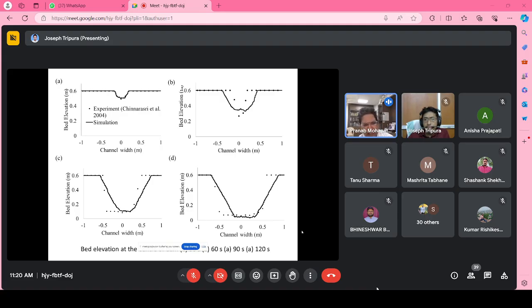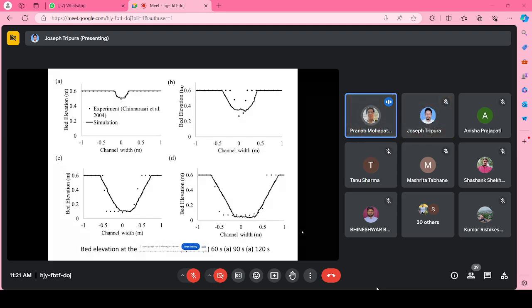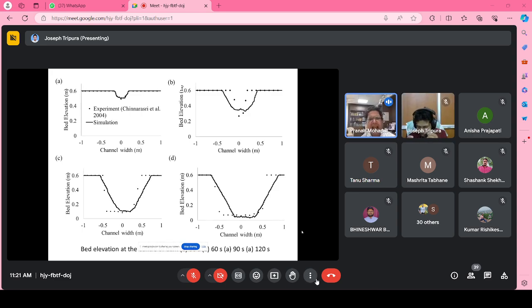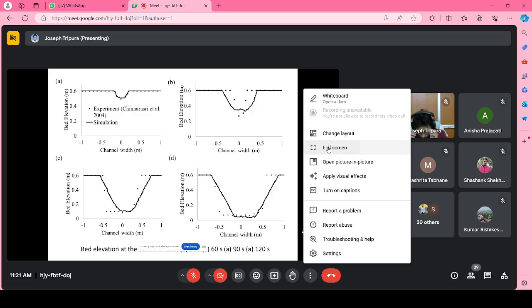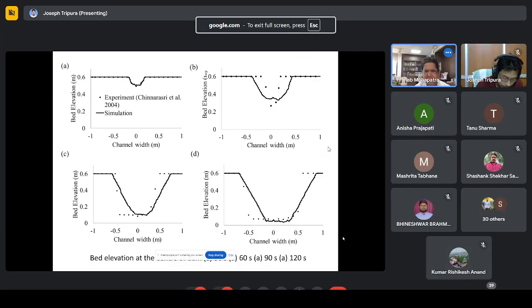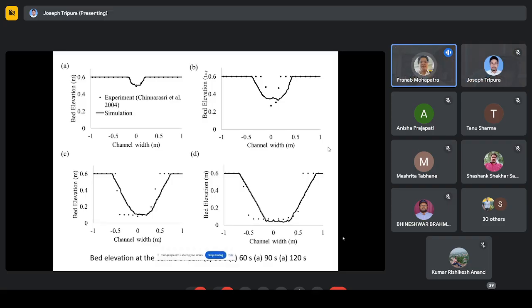But what we have done is, because we have the freedom to choose the numerical parameters, we selected the parameters such that the breach volume is the same. Whatever is the volume of eroded material from the experiment, it is the same in the numerical. So you can also see it this way: the area under the dots and the area under the solid line are made equal. In that sense, we matched. Okay, let us go to the next.